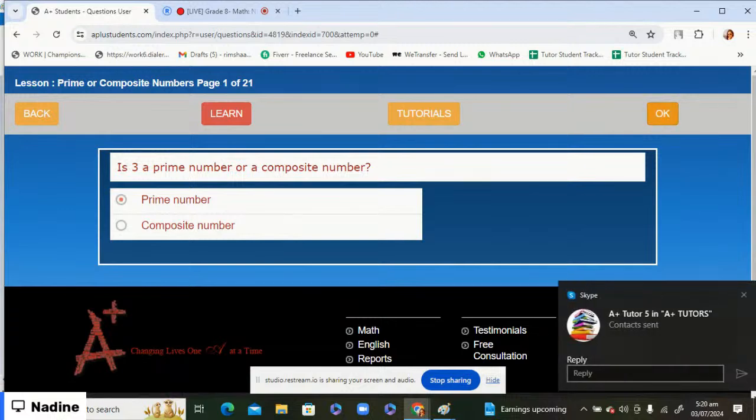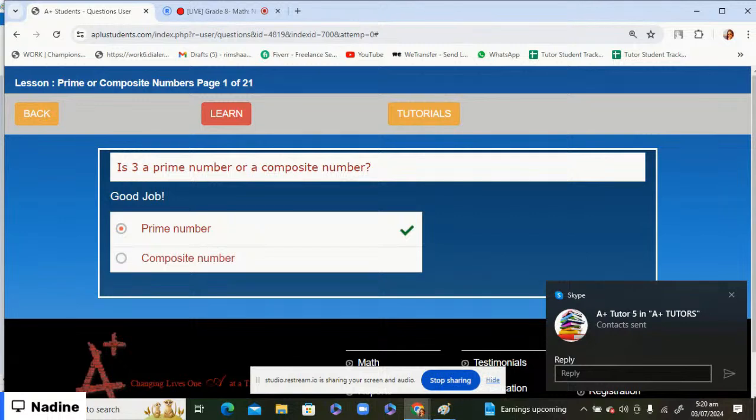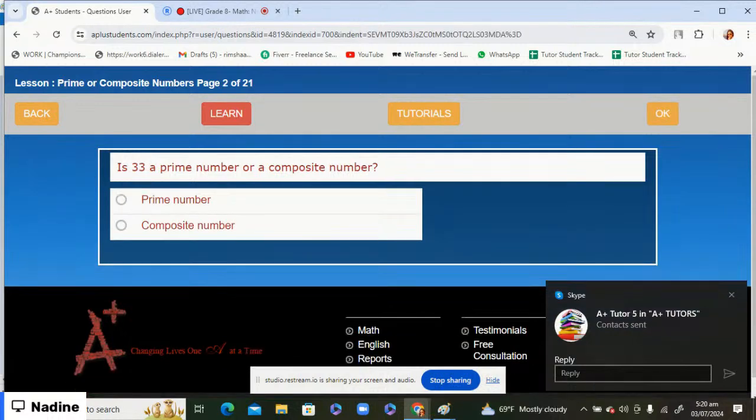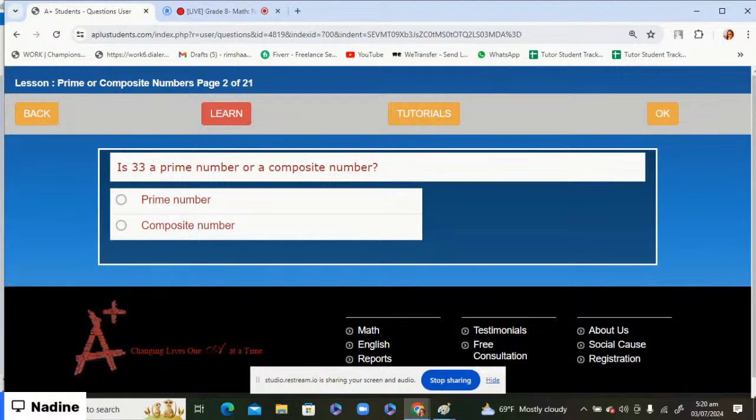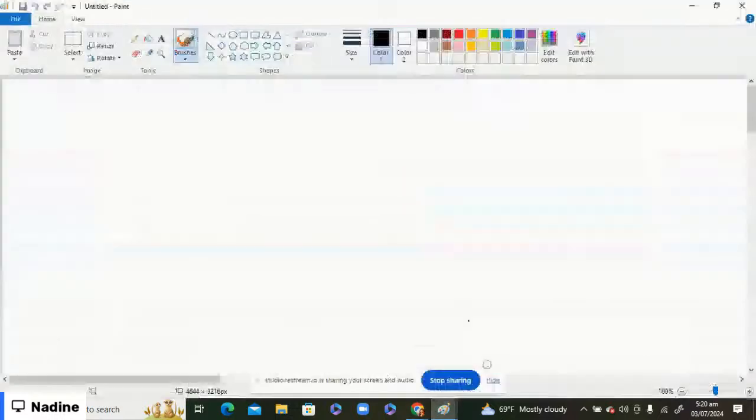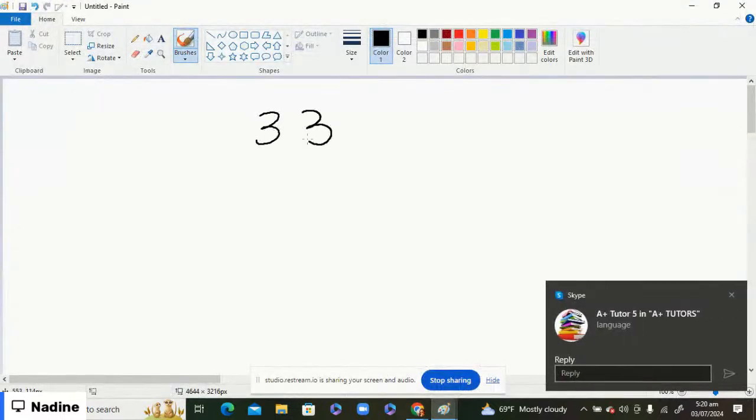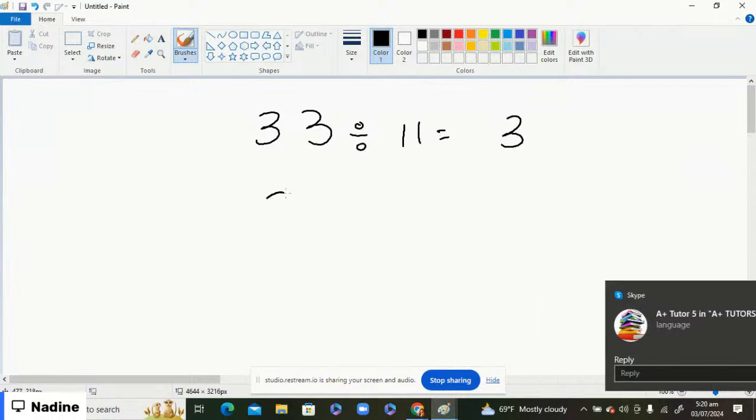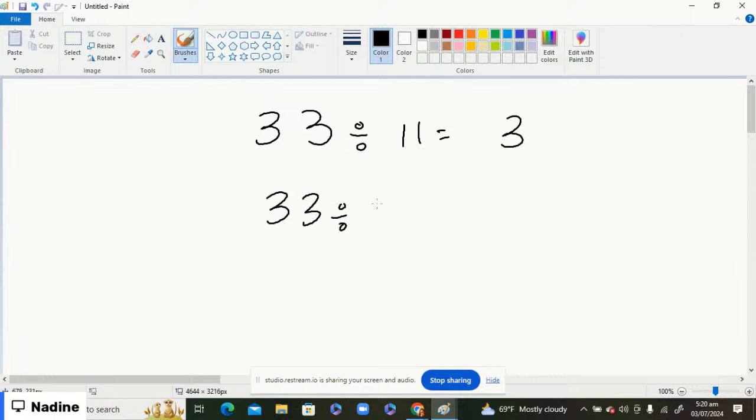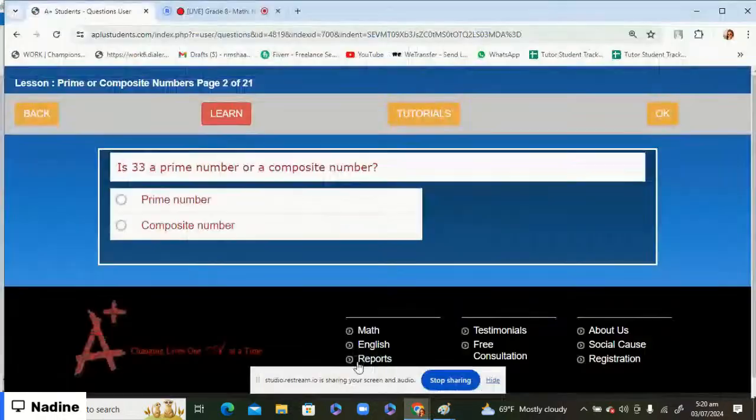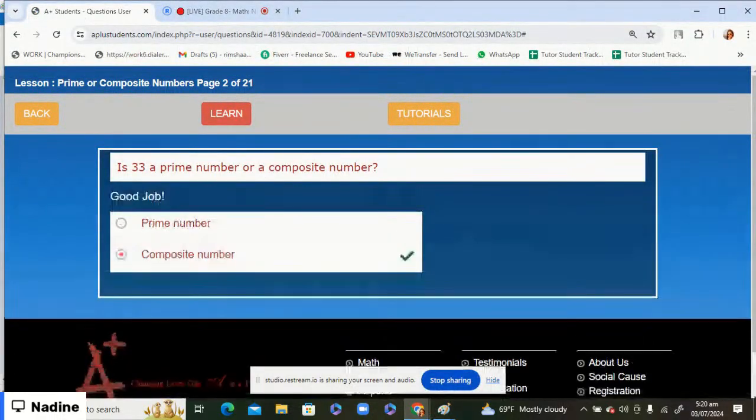Let's go on. Is 33 a prime or composite number? Look here, 33. If 33 is divided by 11, you get the answer 3. And if 33 is divided by 3, you get the answer 11. So it has more than two factors. So we can say that it's not a prime, it's a composite number.